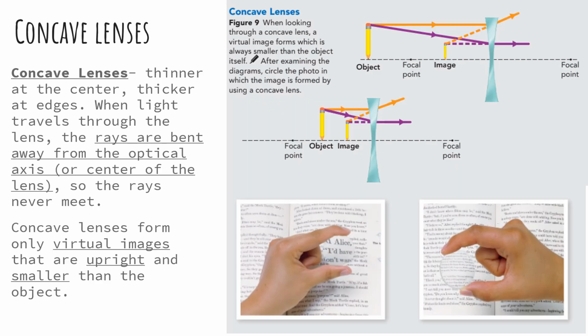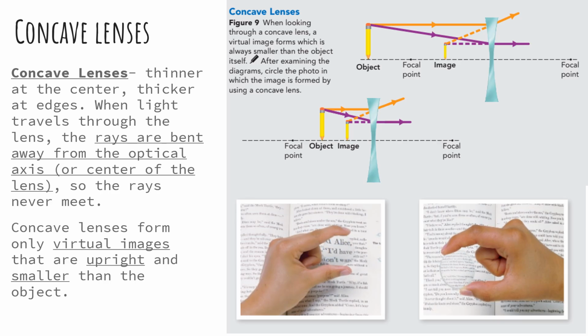Concave lenses. Concave lenses are thinner at the center and thicker at the edges. When light travels through the lens, the rays are bent away from the optical axis, or center of the lens, so the rays never meet. Concave lenses form only virtual images that are upright and smaller than the object.